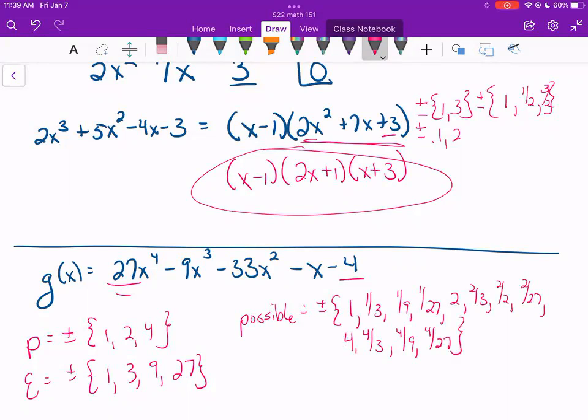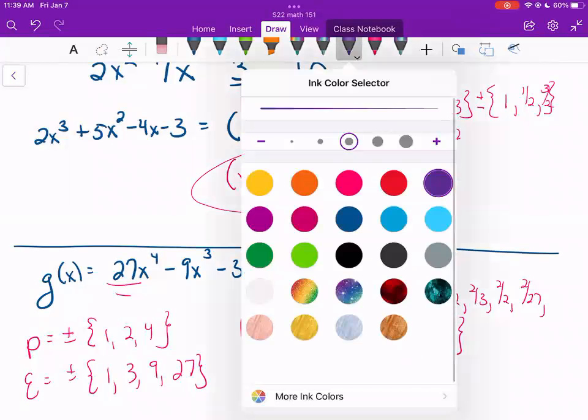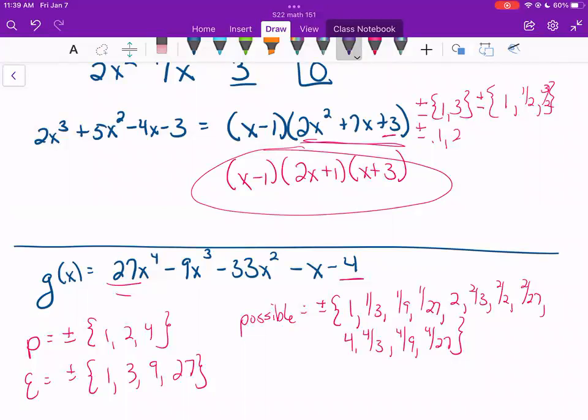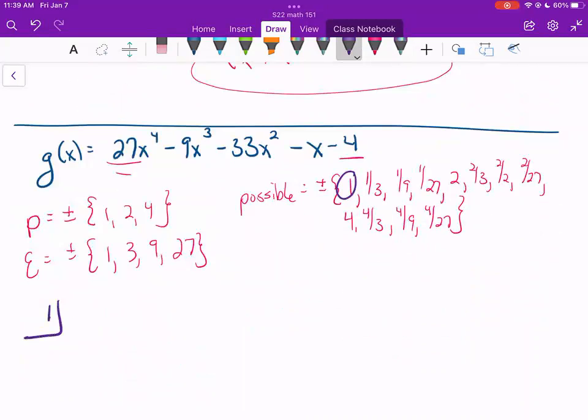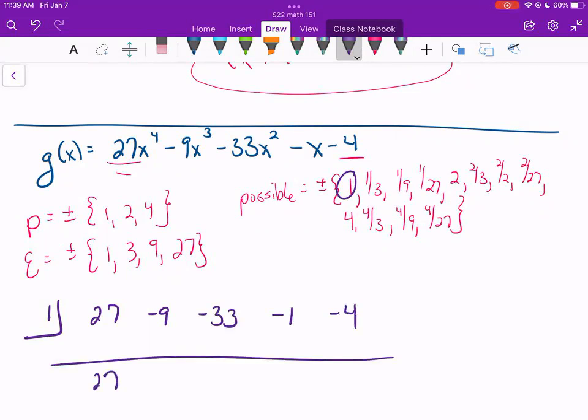Now that's a lot of zeros to check, but it's way easier than starting with no options of what to check. Some tips: always start close to 1. So I'm going to start with 1 and use synthetic division. So I've got 27, -9, -33, -1, and -4. When I do my synthetic division here, I end up with 18, which leaves me with -15, which leaves me with -16, which is not 0. So I know that 1 is not a solution.